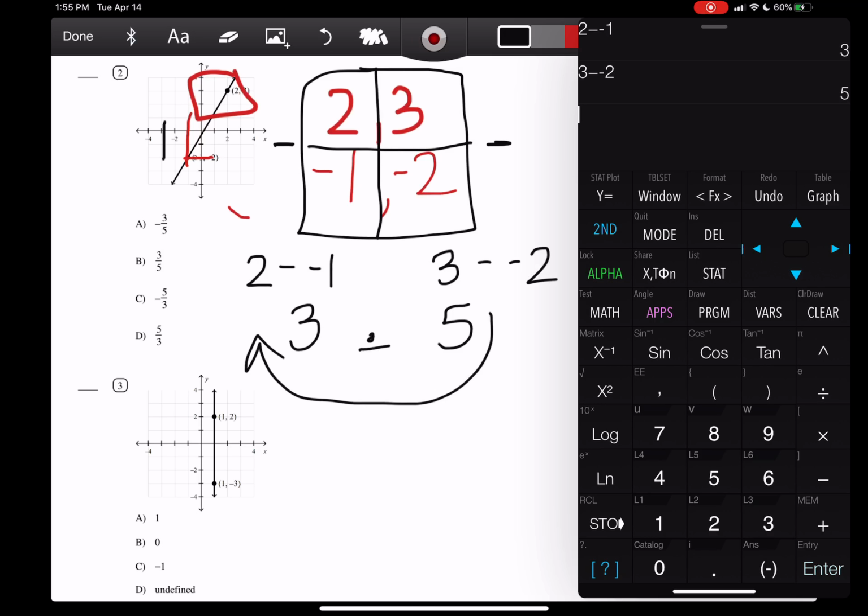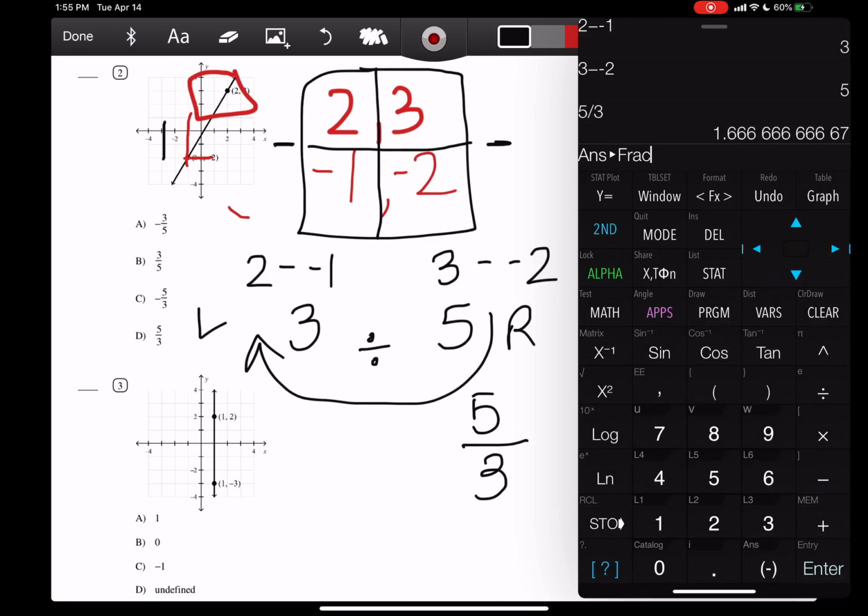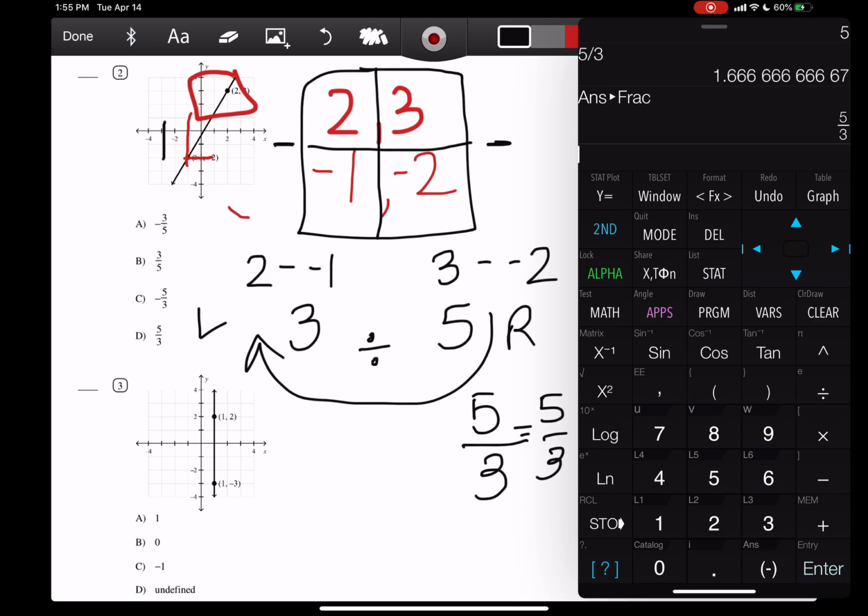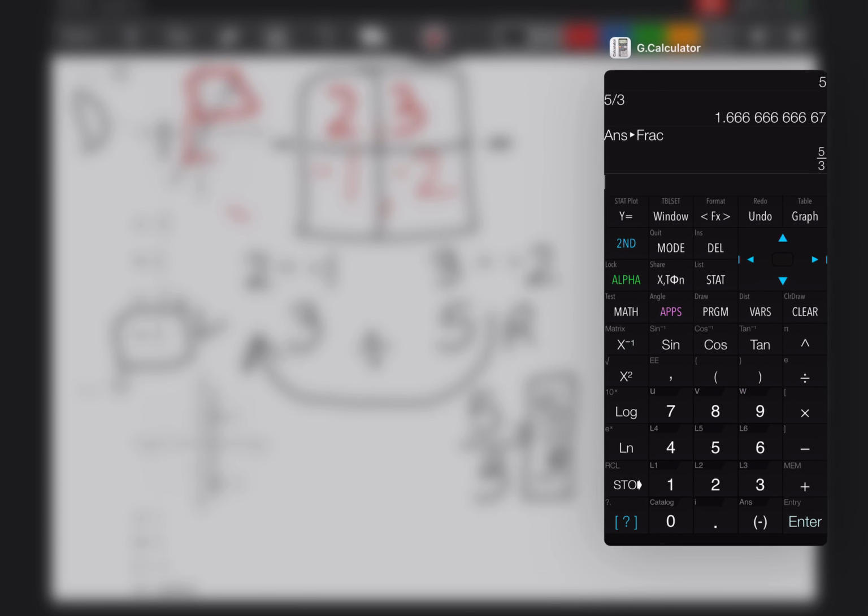Last step is going to be to divide from right to left. So that means that 5 is going to be on top. So 5 divided by 3. It's going to give you a decimal. We want a fraction. So we're going to hit math, number 1 for fraction, and enter. And it's going to give us a +5/3. And in this case, answer would be D.